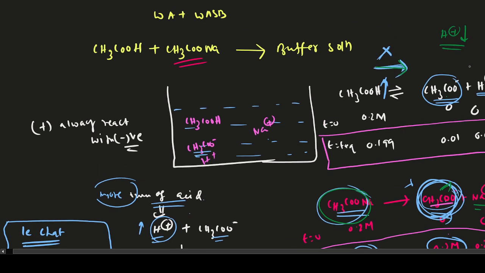And again the condition is, if you add more OH-, then what will happen? If you add more base or OH-, then more H+ will be used. It means the H+ concentration decreases by a larger amount. So if it decreases by more, then the H+ concentration in the solution will decrease, and it will try to shift in the forward direction.